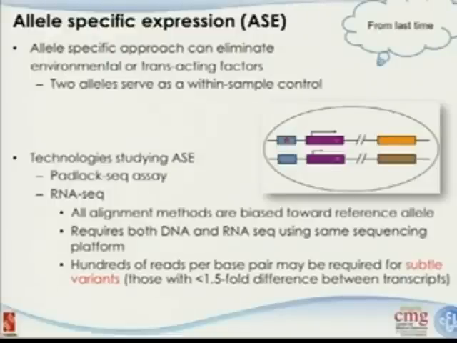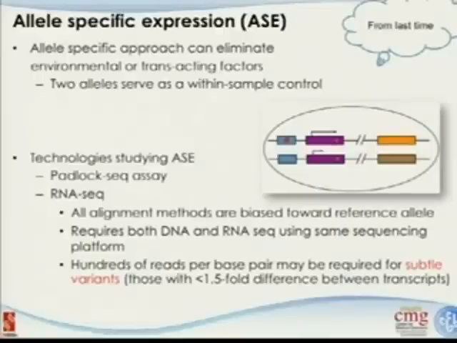The first one we talked about is called the padlock, followed by a sequencing assay. This was developed in George Church's lab at Harvard. It's very specific, and the performance is very nice. Of course, for this course, we're talking about RNA sequencing experiments, and we want to make sure that all alignment methods are balanced.